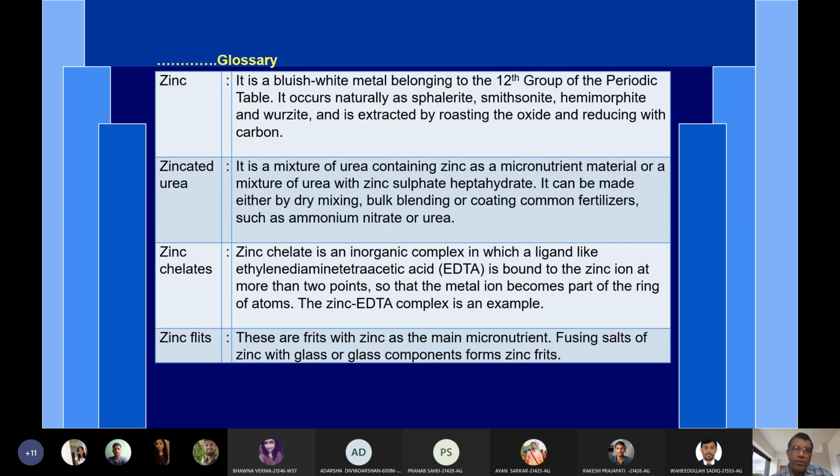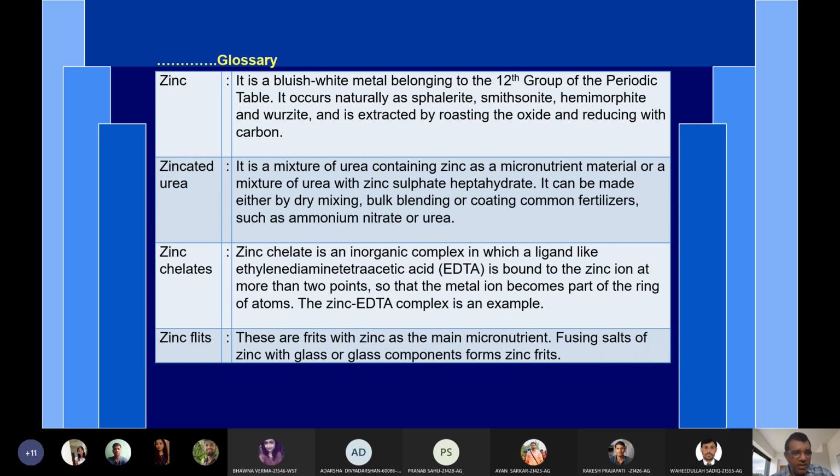Zinc oxide is used for coating of urea, and it is there in the Fertilizer Control Order, and it should have a minimum of how much zinc? Minimum of 2%, I think. Minimum of 2% zinc should be there by weight in zincated urea.